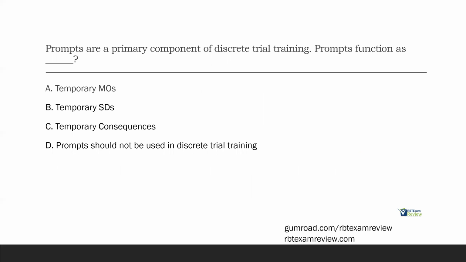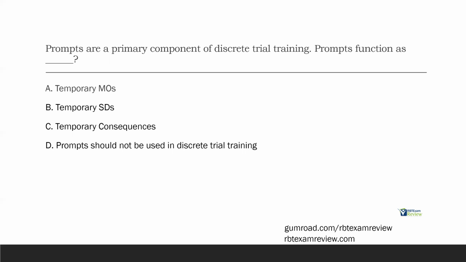Prompts are a primary component of discrete trial training. Prompts function as what? All right, so what do prompts function as in the discrete trial training process? Think about where they occur, okay? Think about the purpose of prompts. Are prompts temporary MOs? Well, where do prompts occur in the sequence? They occur after SDs, before consequences. Okay, so they can't be MOs because they don't come before SDs. So A is out.